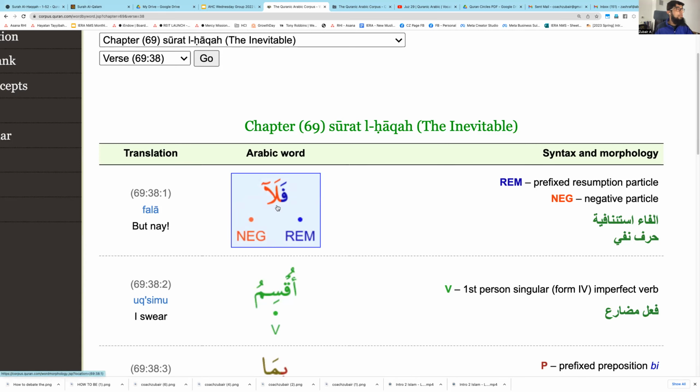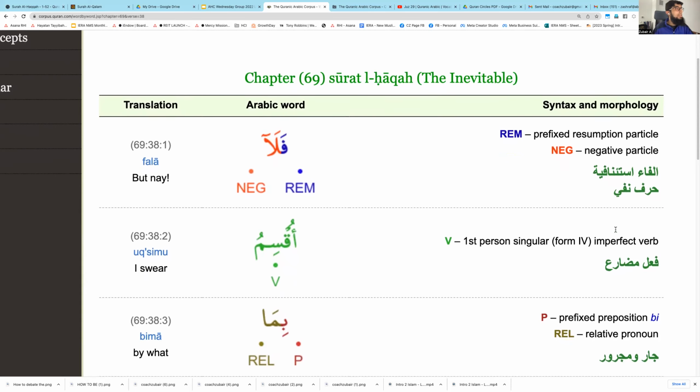So yeah, so here you have two things, right? So you have fa, which is, as they are even saying here, look, there it's in blue, it says rem. Rem means resumption particle. So it's just like, as you're connecting sentences, so you may see fa for then. So, just continuing the sentence. La means not, right? La means not.